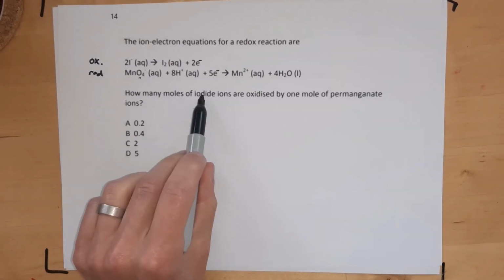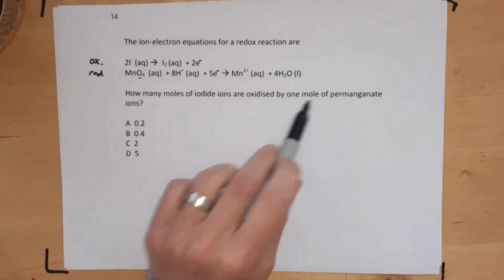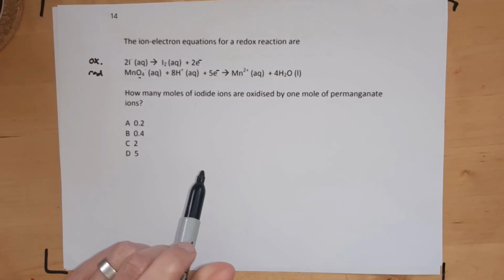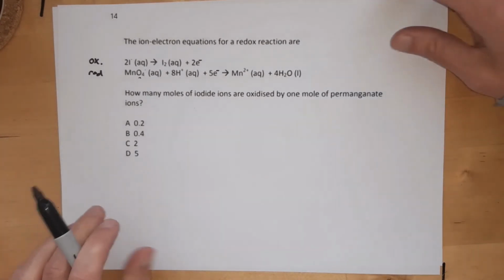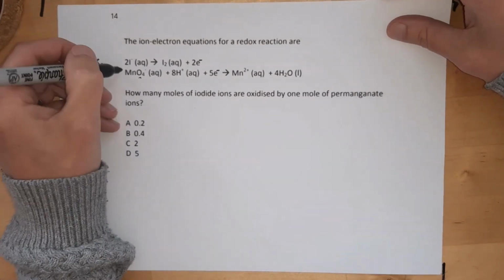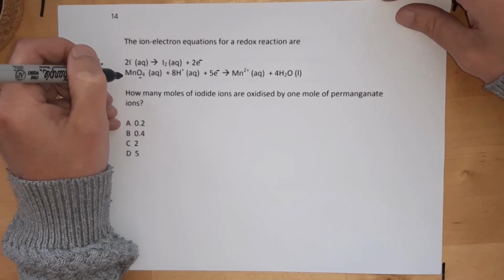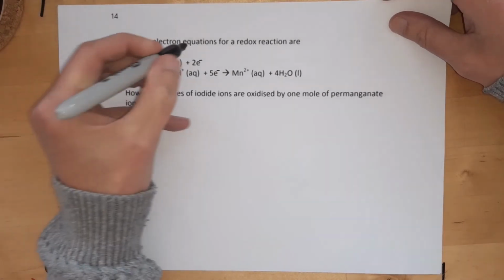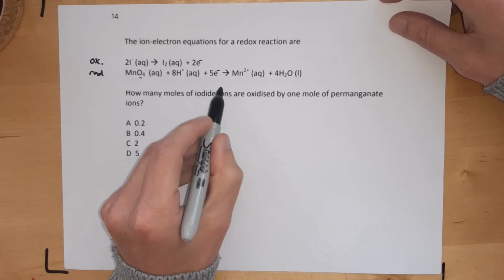How many moles of iodide ions are oxidized by 1 mole of permanganate ions? I think I put this one up in the Google Forms already, but let's just do it anyway. Well, we can't add these two ion electron equations together, because we've got 2 electrons here and 5 electrons here.